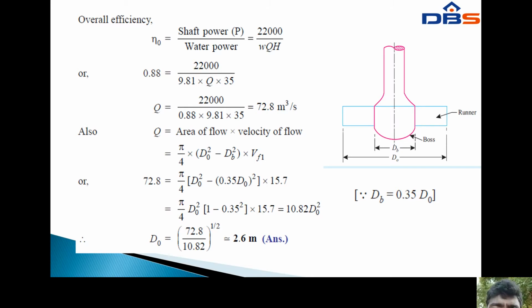That equal to pi by 4 d naught square into 1 minus 0.35 square into 15.7, that equal to, in terms of d naught, 10.82 d naught square. Therefore, d naught equal to (72.8 divided by 10.82) whole to the power of 1 by 2, that equal to 2.6 meters. D naught value is 2.6 meters.